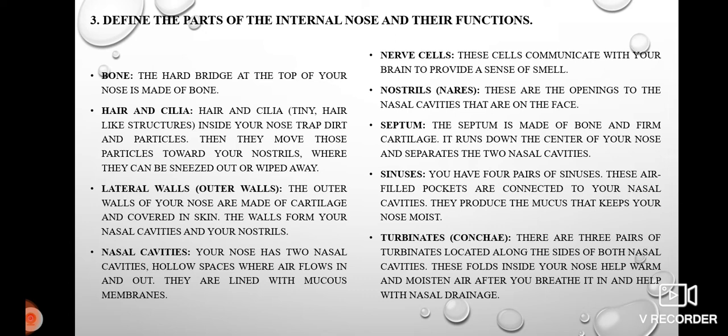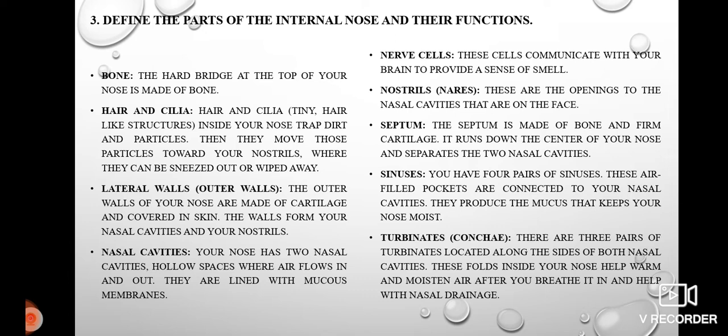So another one is nostrils or nares. These are the openings of the nasal cavities that are on the face. So itong nostrils, dito sa ating ilong, di ba may circle, yung round siya? So itong round na ito, ito ang tinatawag na nostrils.